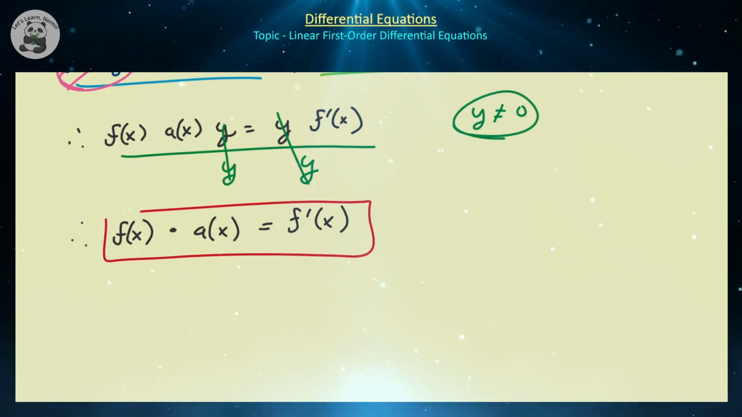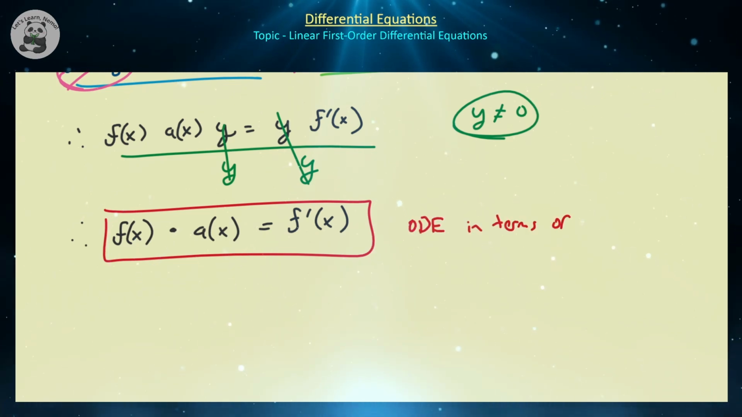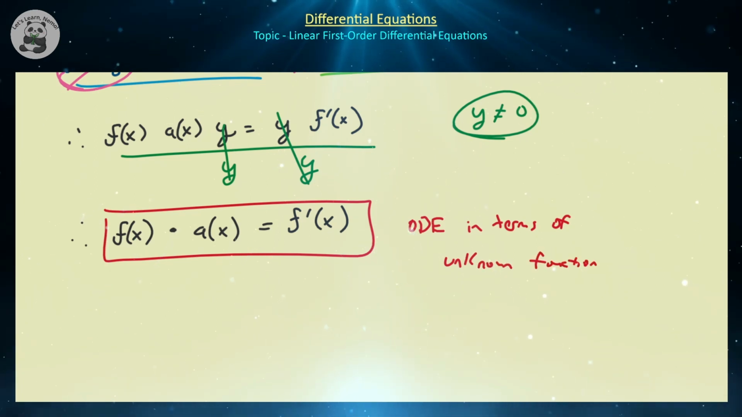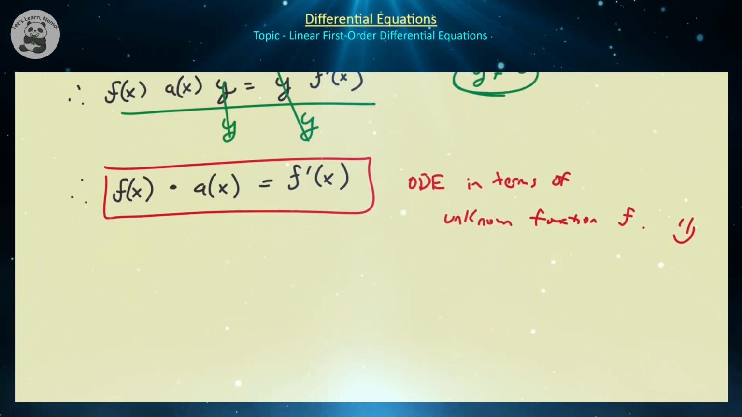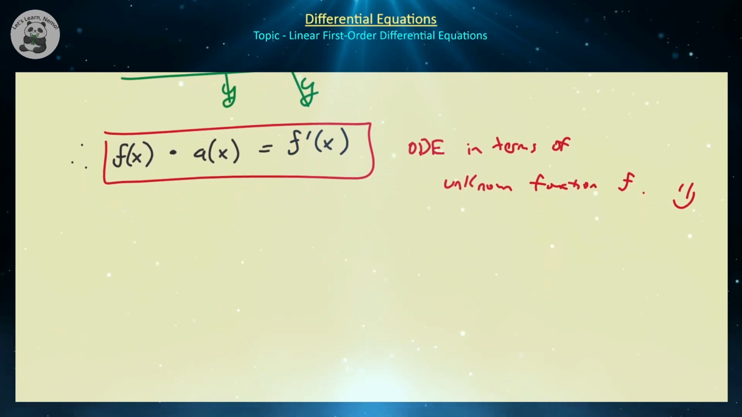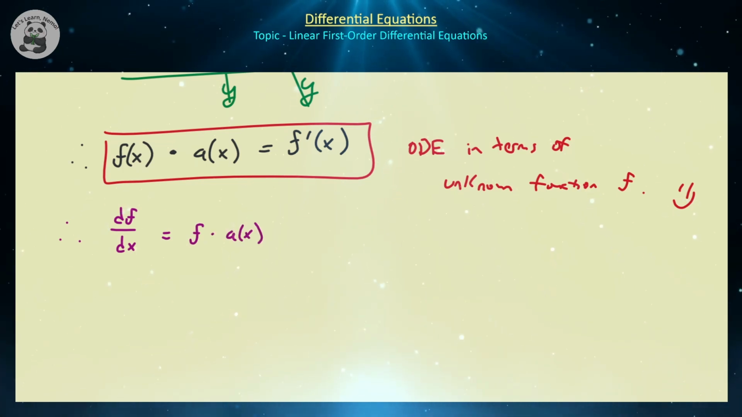So what is this? Well, this is an ODE in terms of the unknown function f, right? So our goal is to solve this differential equation in f. So we have to solve a differential equation in order to solve another differential equation. But there's something interesting about this equation because we can write this instead as the derivative of f with respect to x is equal to f times a of x. I'm just writing f as f of x just to make things nice.